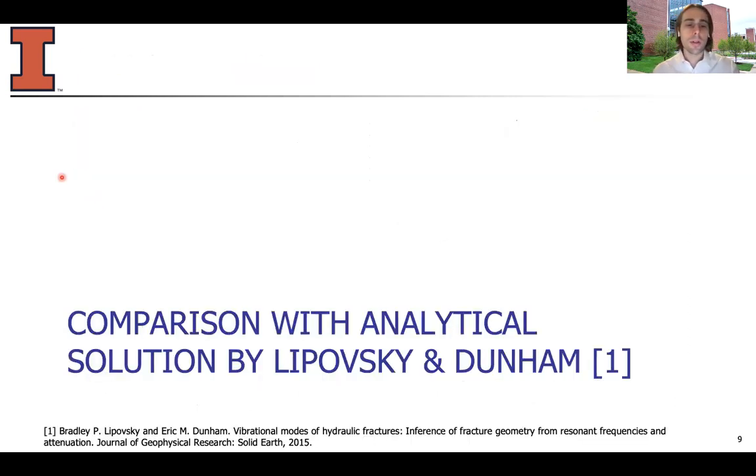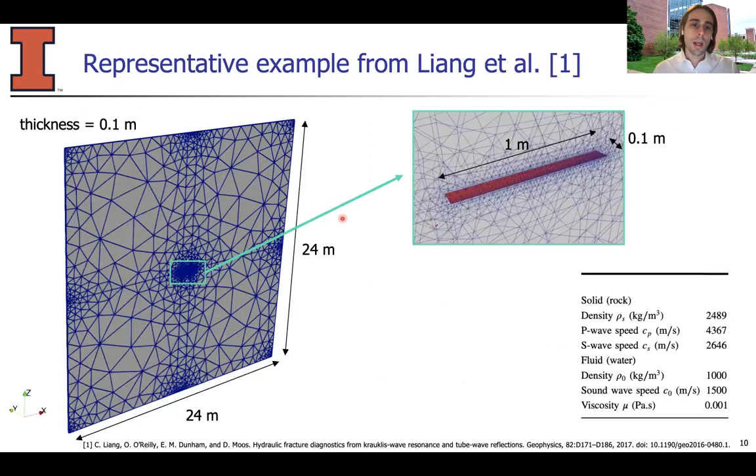Starting with a comparison with analytical solutions by Lipovsky and Dunham. The example we consider has thickness of 0.1 meter and rollers on both sides to mimic plane strain conditions. The domain is made big enough to avoid boundary effects. And in the middle, there's a fracture. Here in red is the fluid-filled FEM mesh. This fracture is 1 meter long. The material properties are shown here on the bottom right.